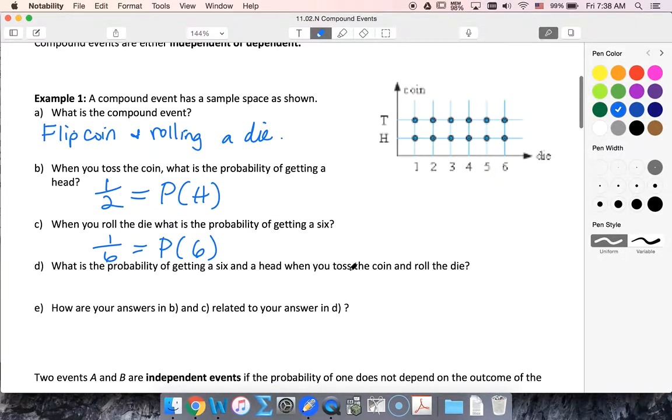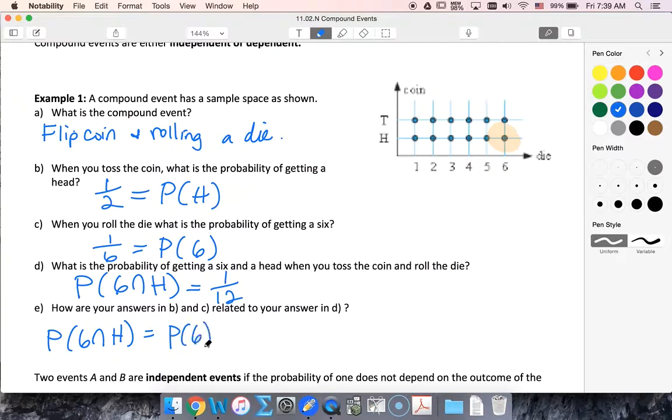So the probability of getting a 6 and a heads, well, I can see that 6 heads over here. So the probability of 6 and heads, so I'm going to use my intersect notation, is 1 out of 12. Well, notice that probability of 6 and heads is equal to the probability of 6 times the probability of heads, because 1/6 times 1/2 is 1/12.